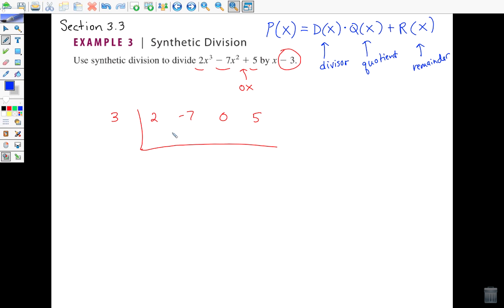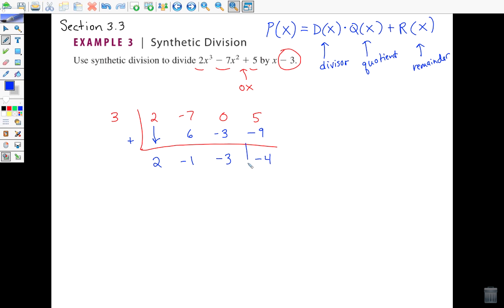Okay, and what you do is you bring down the first term. I bring down the 2. I multiply the 2 by the 3 and get 6, and I'm going to write it right here. And then we're going to add. So we're adding -7 and 6 gives me -1. And then same process. The -1 times the 3 is -3. I'm going to write that right here. I'm going to add these two terms. 0 and -3 is -3. And then -3 times 3 is -9. When I add these two, I get -4.